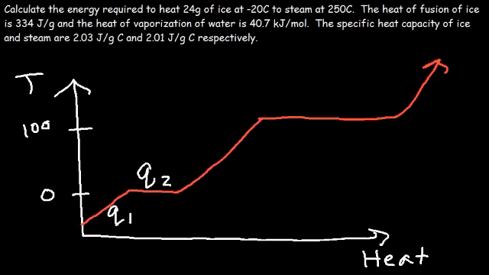Q2 is the energy required to melt 24 grams of ice. Q3 is the heat energy required to raise the temperature of water from 0 to 100. Q4 is the energy required to vaporize liquid water into steam. And Q5 is the energy required to heat up steam from 100 to 250. So once we find these 5 different Q values, we can add them up and get the total heat required to go from ice at -20 degrees Celsius to steam at 250.